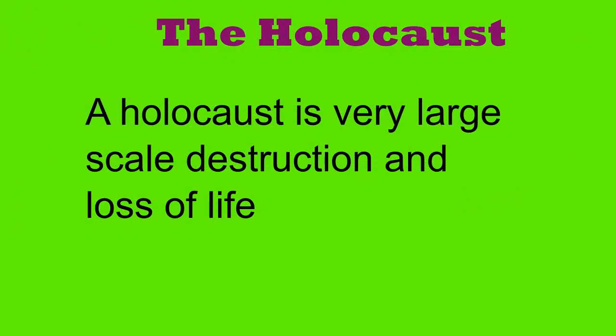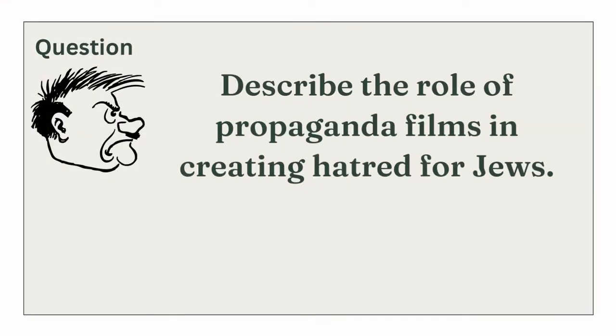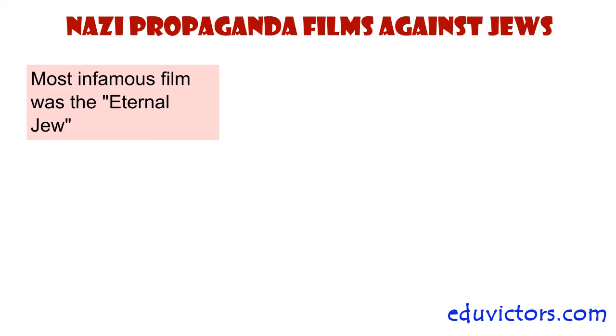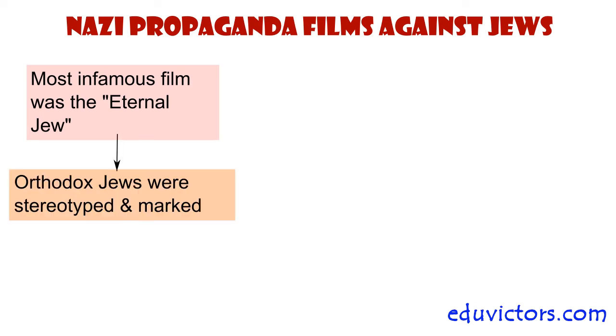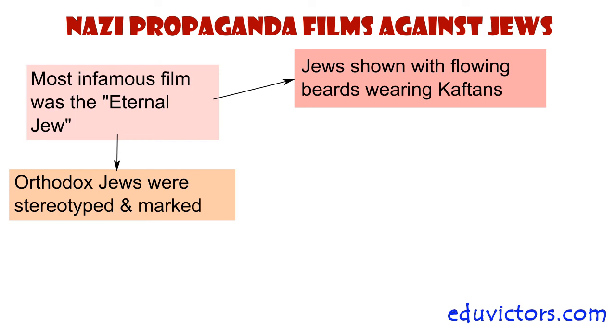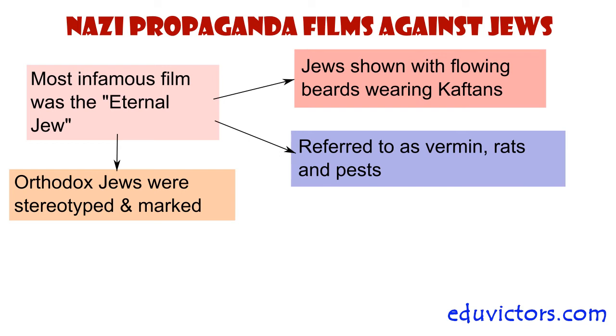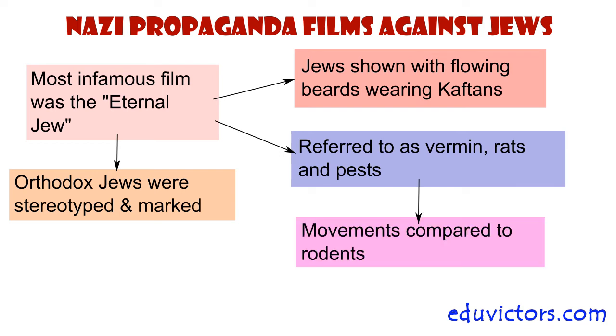Describe the role of propaganda films in creating hatred for Jews. The most infamous film was The Eternal Jew, in which Orthodox Jews were stereotyped and marked. They were shown with flowing beards wearing kaftans. They were referred to as vermin, rats, and pests. Their movements were compared to those of rodents.